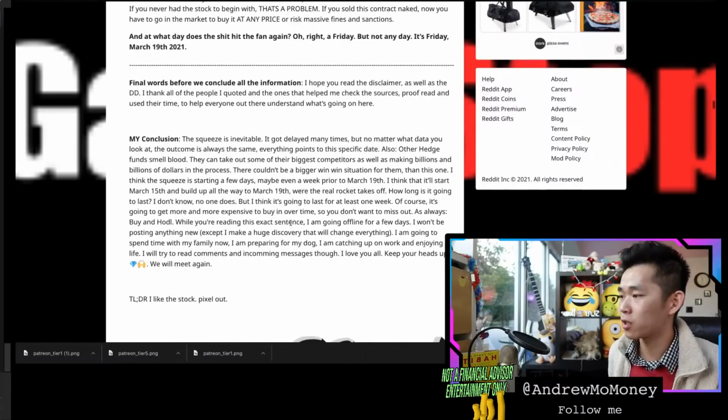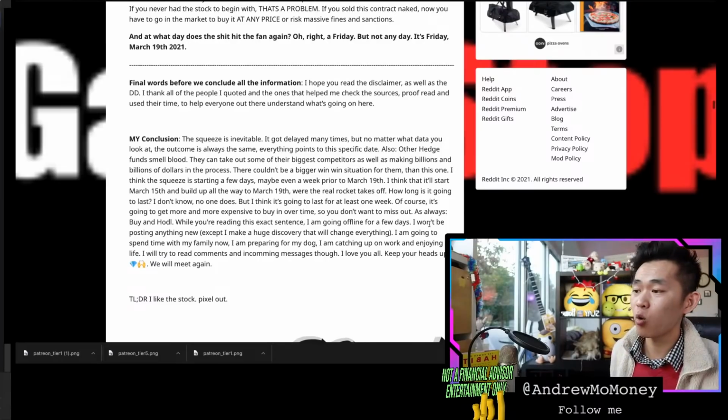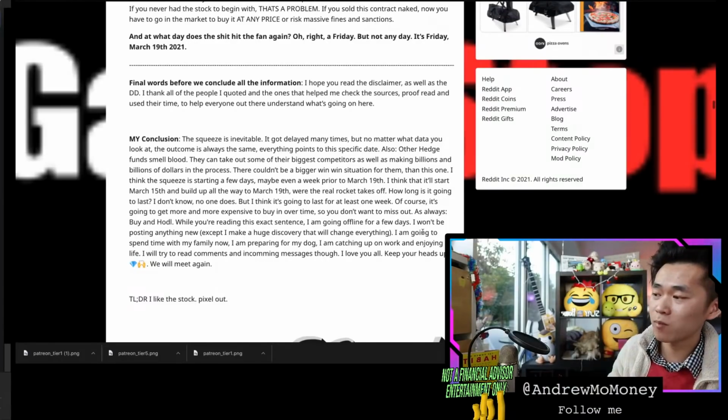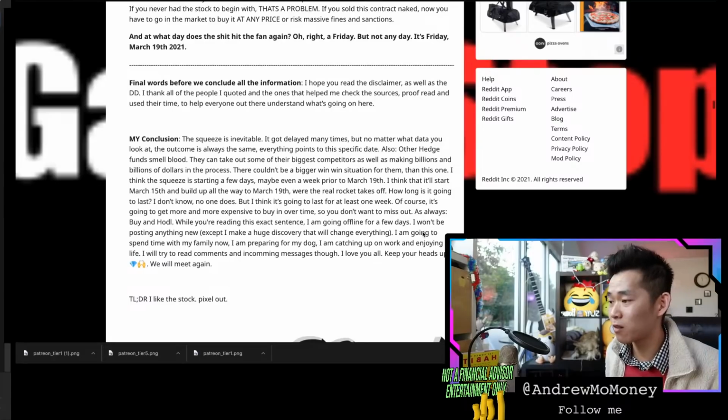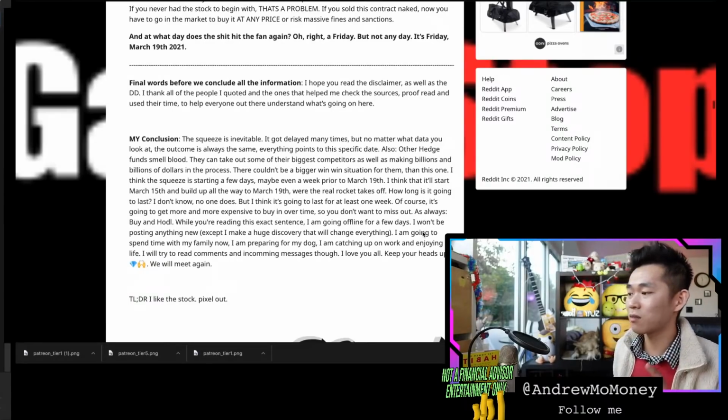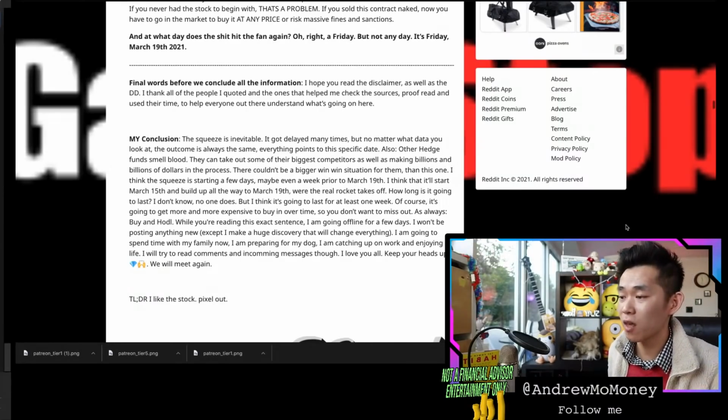So, conclusion, the squeeze is inevitable. It got delayed many times, but no matter what data you look at, the outcome is always the same. Everything points to this specific date. Also, other hedge funds smell blood. They can take out some of the biggest competitors as well as making billions and billions of dollars in the process. There couldn't be a bigger win situation for them than this one.